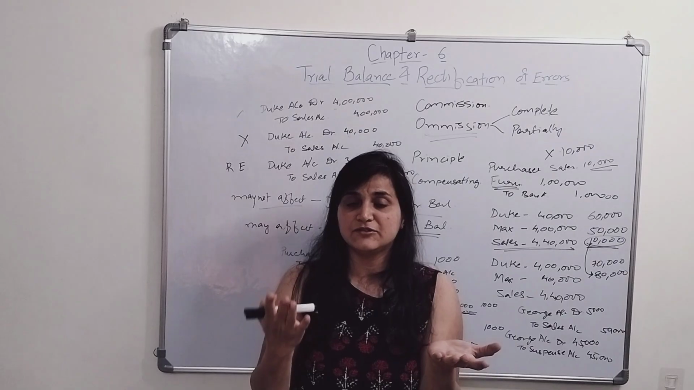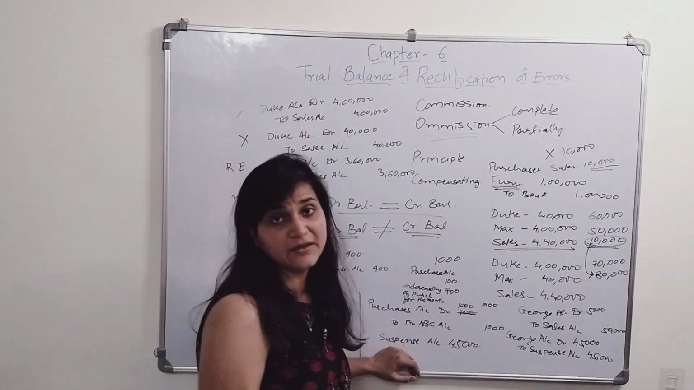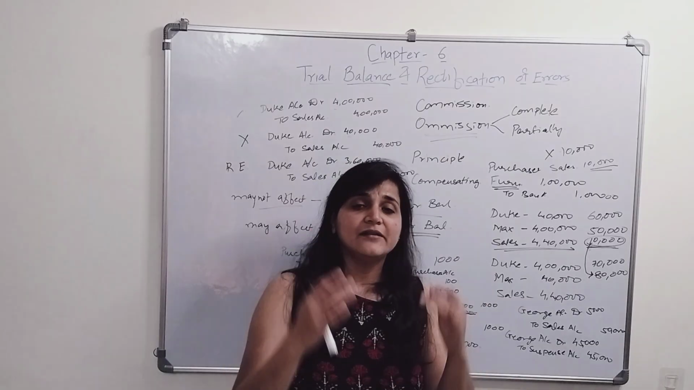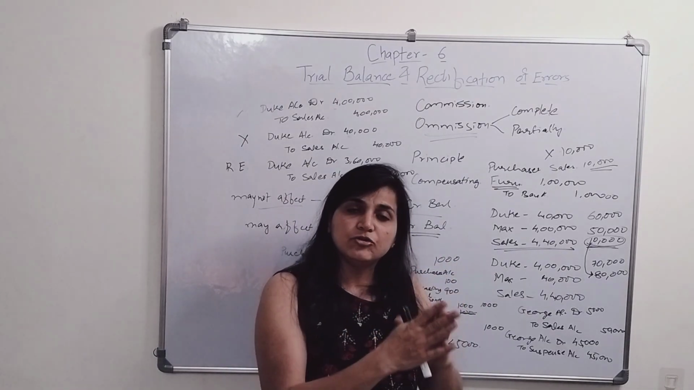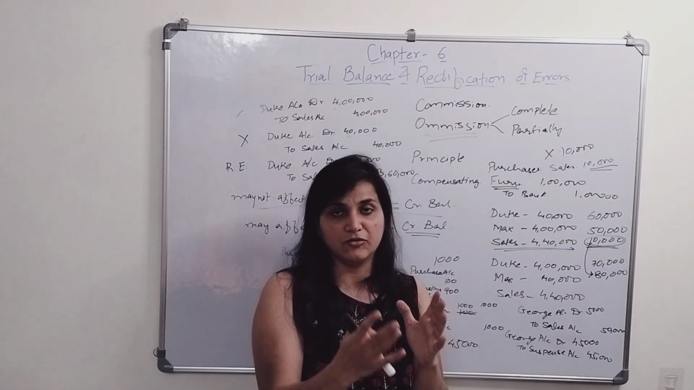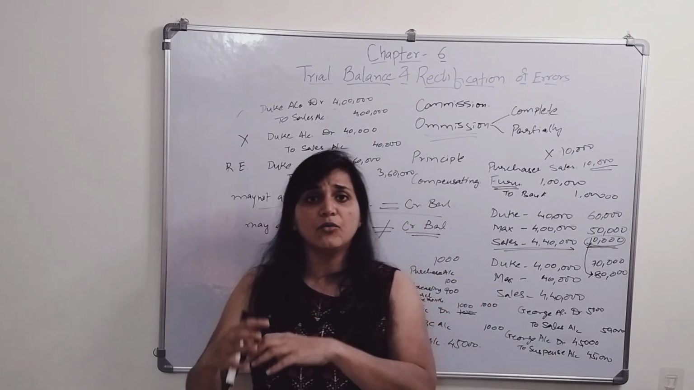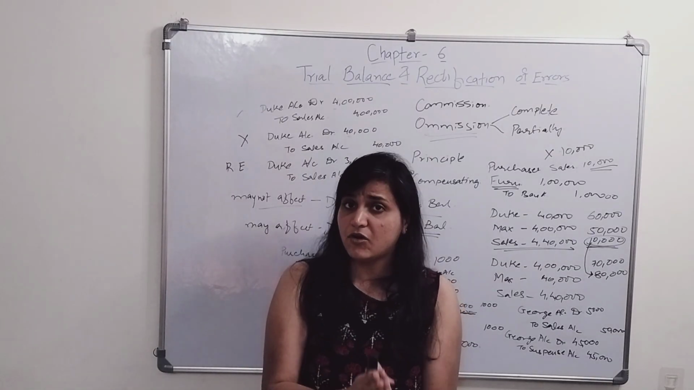Or else, if we are able to locate the errors while preparing the trial balance, we know that the trial balance is not getting tallied. What we need to do? We need to prepare a suspense account for the time being and start locating the error. When we locate the error, we need to pass that rectification entry and close the suspense account. Right, so this is how we prepare the trial balance and rectify the errors of the same.